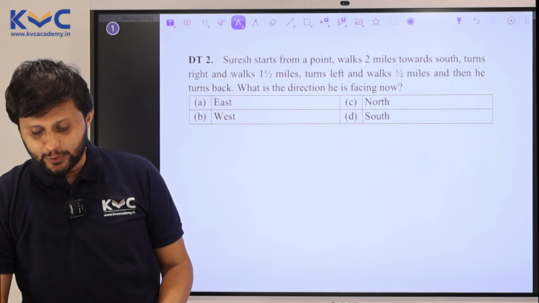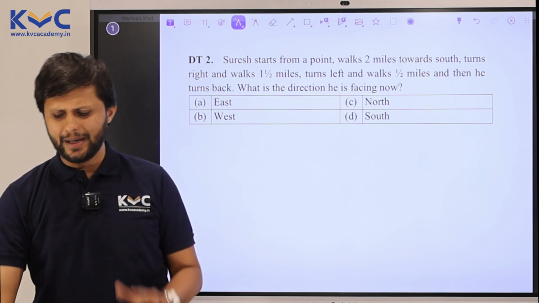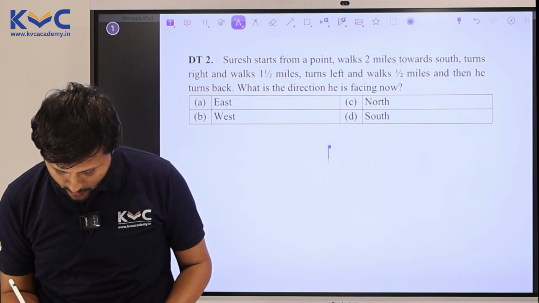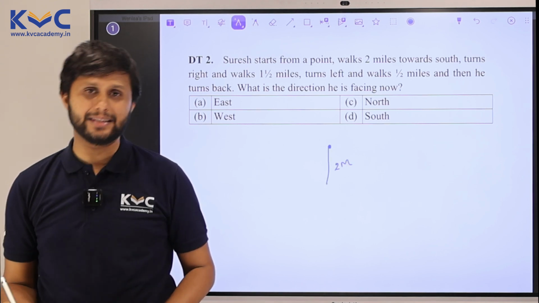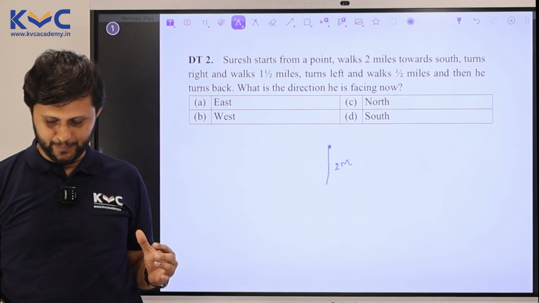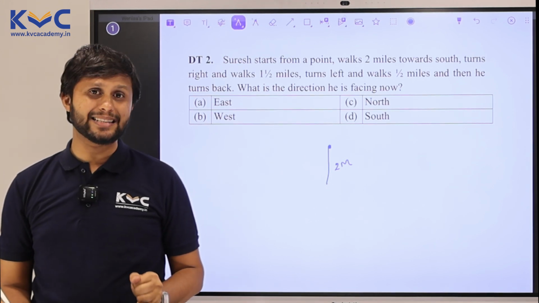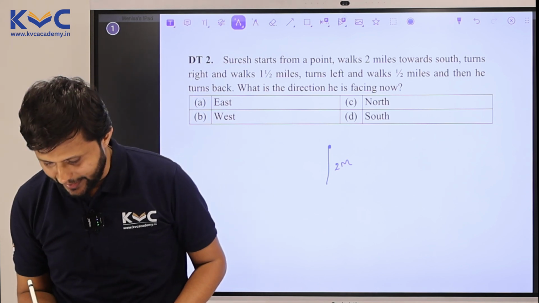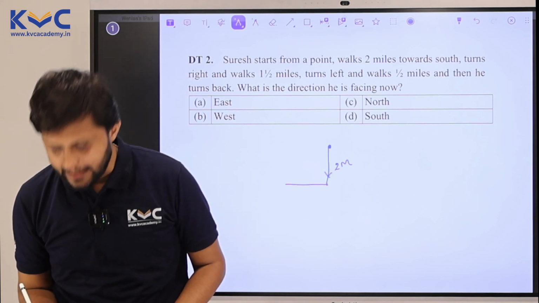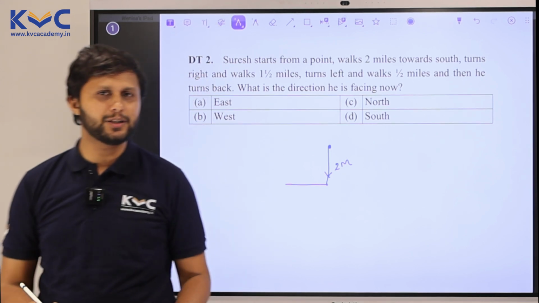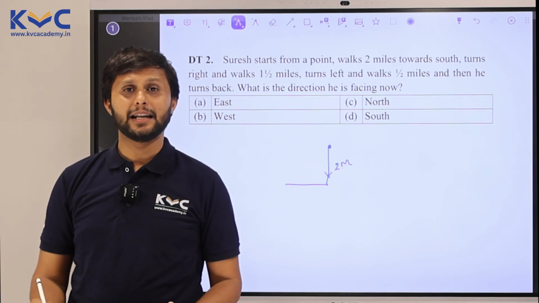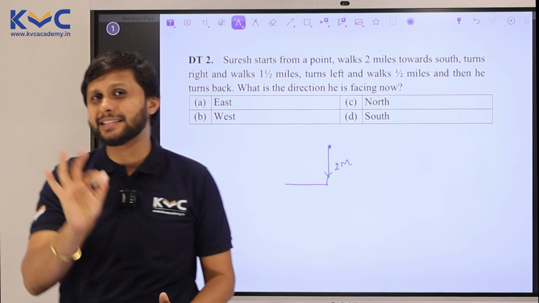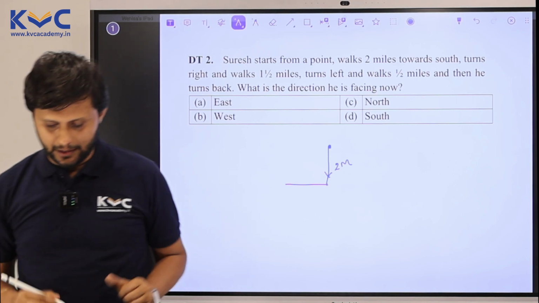Suresh starts from a point. He walks 2 miles towards south. We'll take a point. This is the point. He walks 2 miles to his south. South means going down. Correct. Turns to his right. Since he's going to his south and then turning right, we'll have to draw a line to the left side. Just like in the previous question, when he was turning left, we drew a line to the right side. Only reason is because he is facing south direction. It becomes ulta. Correct? Okay.